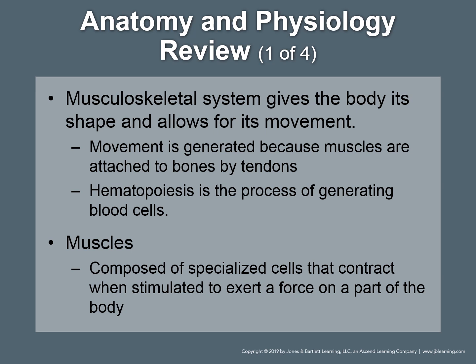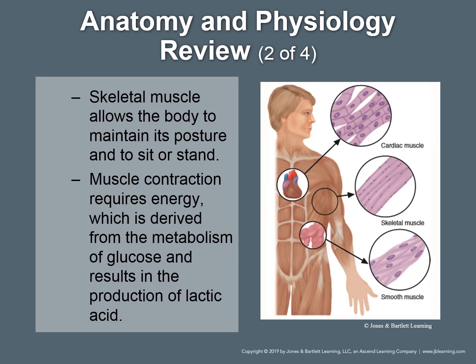Muscles are composed of specialized cells that contract when stimulated to exert a force on part of the body. And what happens is your electrolytes cause your muscles to contract and relax. You have calcium, potassium, sodium. Those electrolytes move through the muscle cells and allow for electrical impulses that cause your muscles to contract. So for you to move your hand, your brain has to tell your hand to move, and then those muscles have to have electrolyte shifts in order to create an electrical impulse so you'll be able to move your hand.